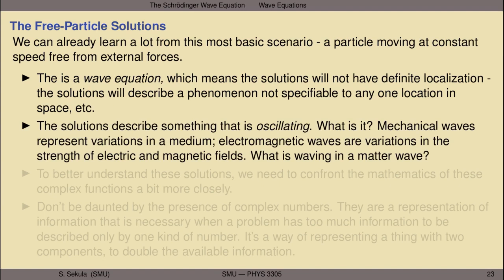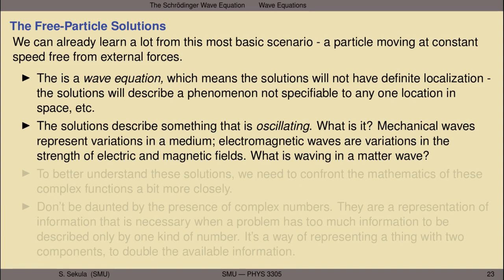And as a result of that, and because they describe something that is oscillating, we're led to questions like, what is it that's oscillating? What are the implications for measuring things like position or momentum of particles when fundamentally they're waves and they're not localizable to any one definite location in space at any one time? I may not be able to know everything that I thought I could know about particles from matter waves, which are really what matter is.